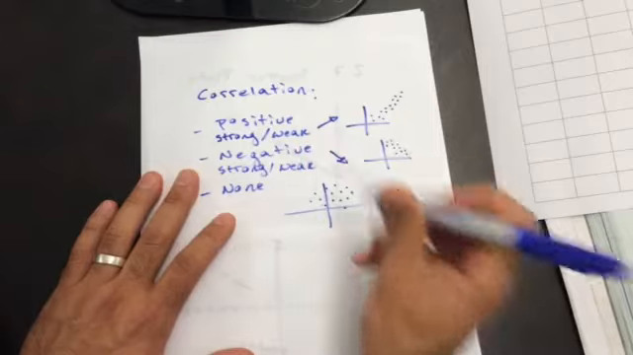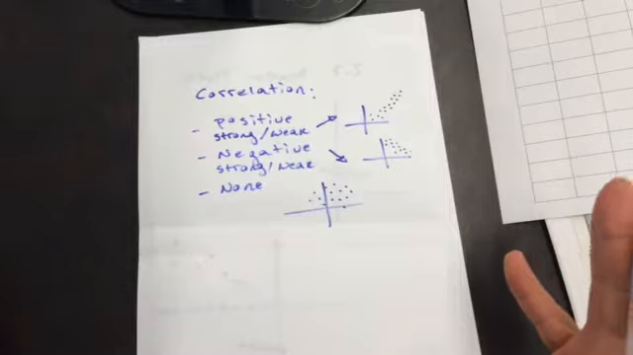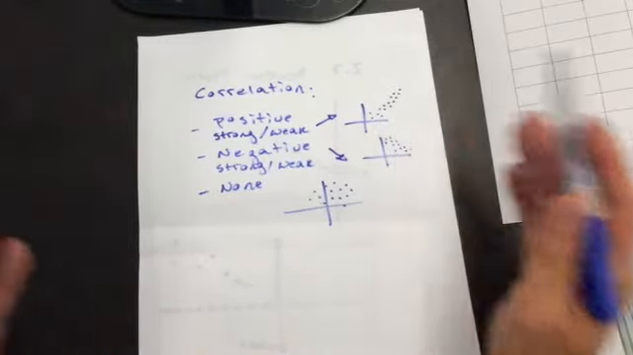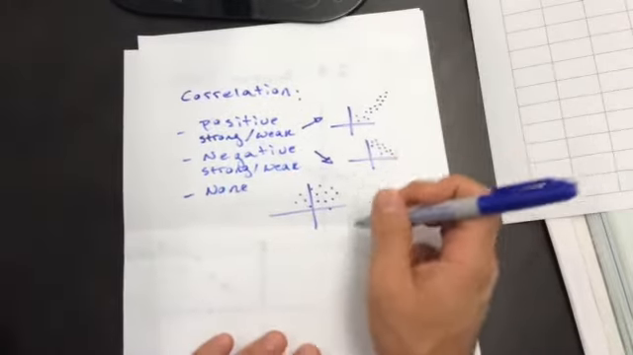So we need to look at, is the correlation really tight or is it really far apart? I would say that both of these have a strong correlation. They're pretty close together. Now a weak correlation would just be more like spread out numbers.